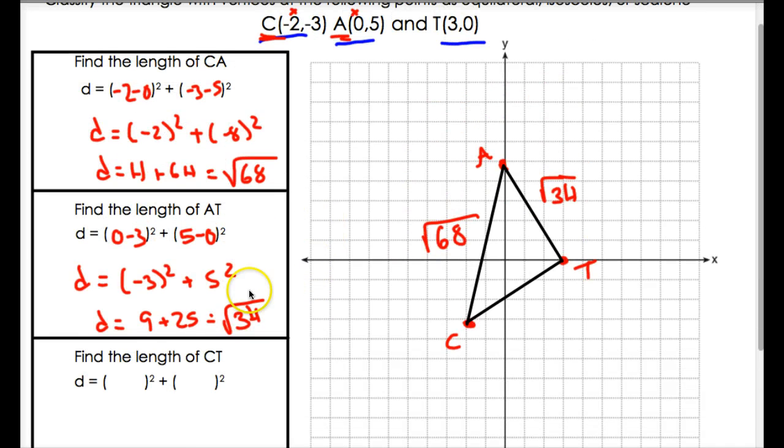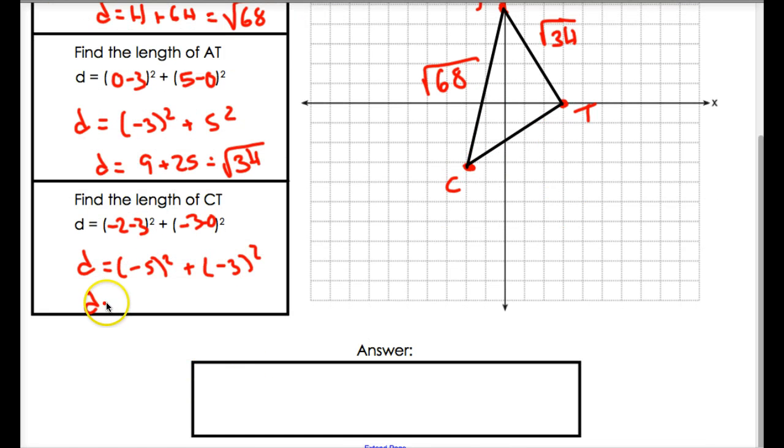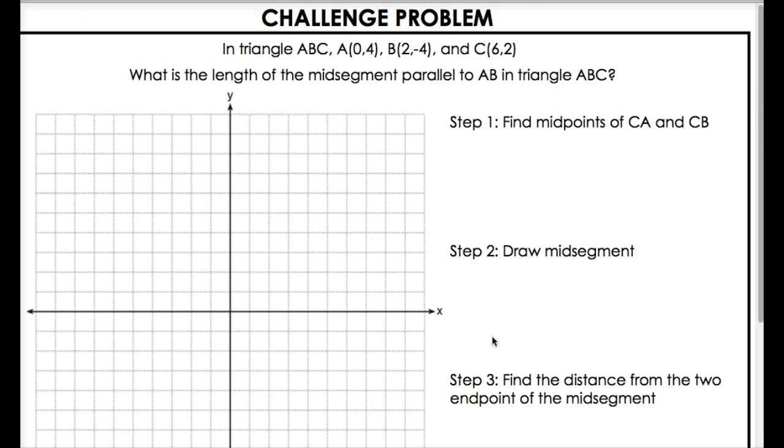And finally, CT. So we subtract the x's, negative 2 minus 3. Then we subtract our y's, negative 3 minus 0. When we do that, we get D is equal to negative 5 squared plus negative 3 squared. D is equal to 25 plus 9, which gives us 34. We take the square root, and we get the square root of 34. So once again, looking at this, we see that we have two congruent sides, and that makes it an isosceles triangle.